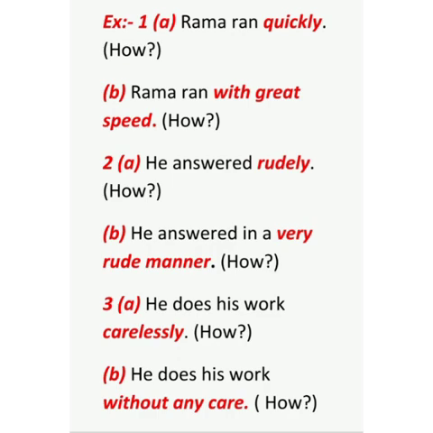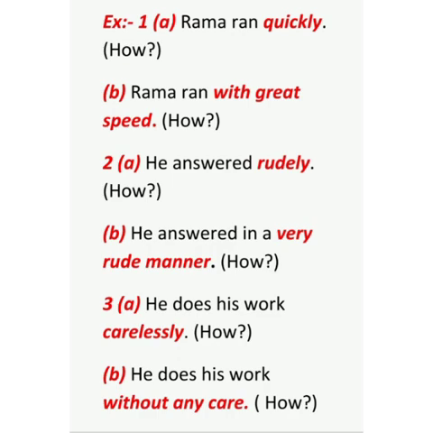Let's take one more example. Rama ran with great speed. Here with great speed is qualifying ran, or we can say modifying ran. So with great speed is a group of words making sense but not complete sense, so it will be called an adverb phrase.